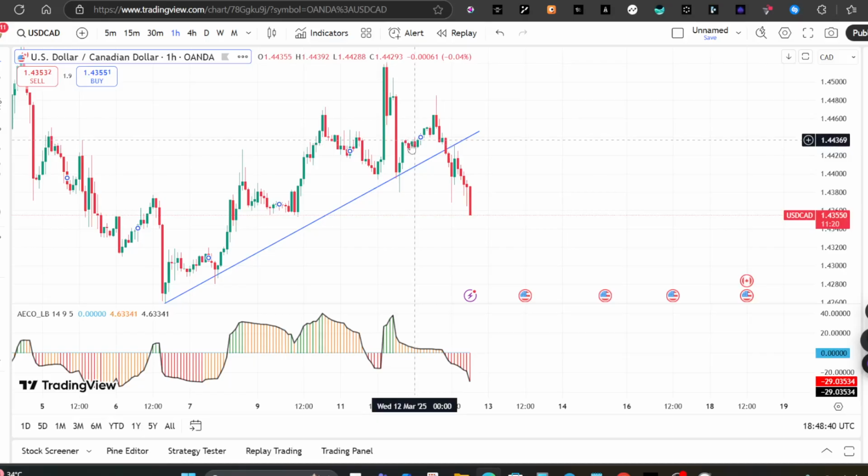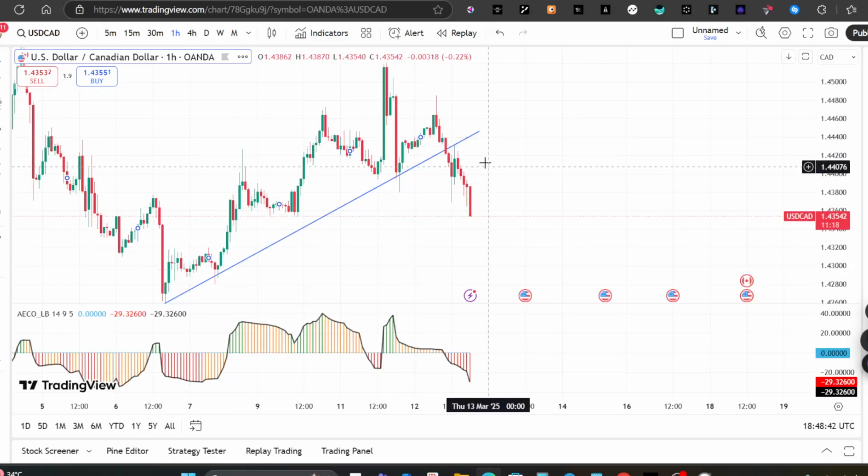So had you entered here and exited here, you would have caught some good number of pips. And then, perhaps you can just enter after you get a confirmation. You can enter a sell trade after you get a confirmation for this bearish reversal.